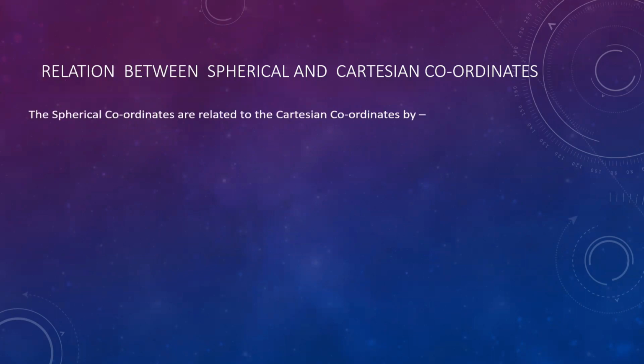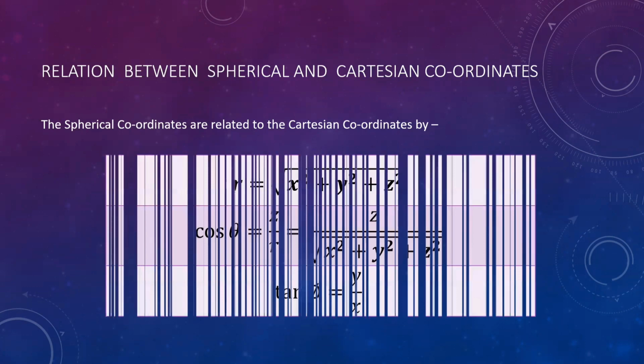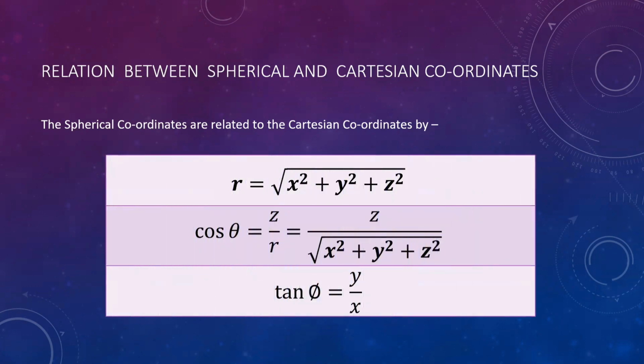Now, the relation between spherical and Cartesian coordinates. The spherical coordinates are related to the Cartesian coordinates by r equal to root over x square plus y square plus z square. Then cos theta is equal to z by r, or equal to z divided by root over x square plus y square plus z square. Then tan phi is equal to y divided by x.